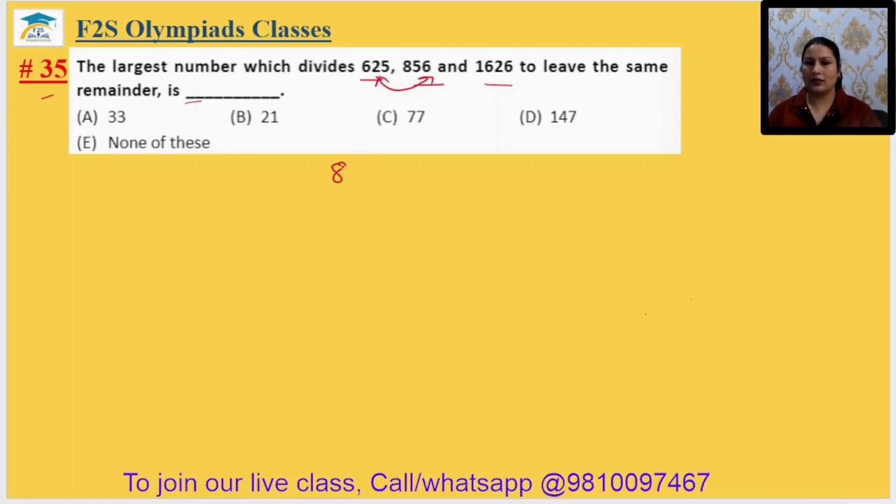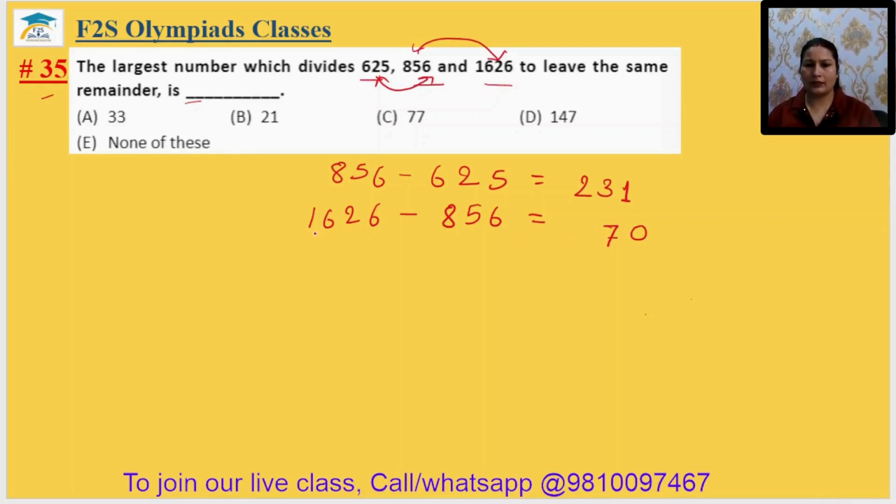So 856 minus 625, that is your 231. Now find the difference between these two numbers. 1626 minus 856, that is your 6 minus 6 is 0, 12 minus 5 is 7 and 15 minus 8 is 7, 770. You can find the difference between these two also.